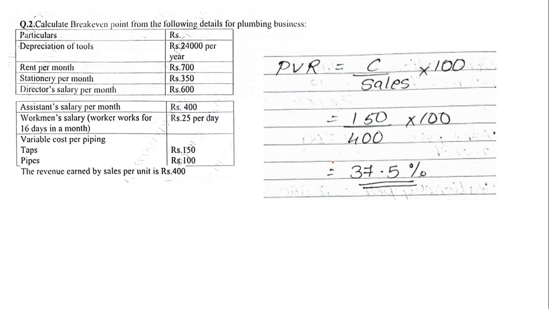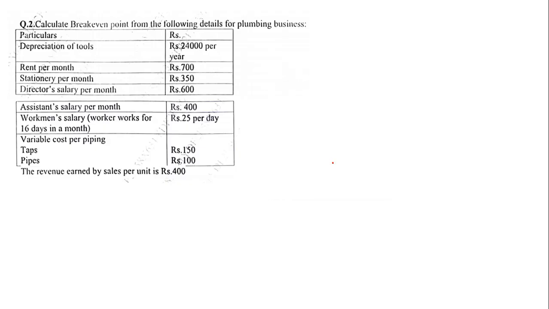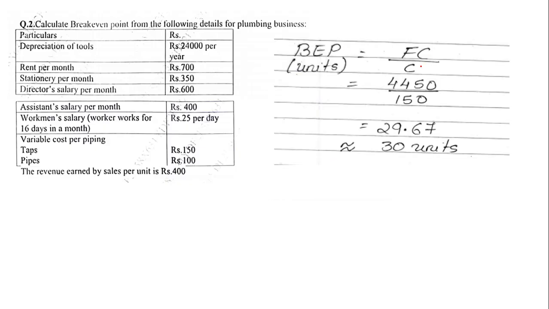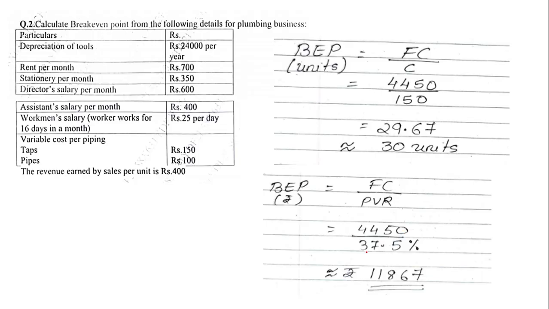Now we can apply these in the formulas. The first formula is BEP in units, that is fixed cost upon contribution: 4450 upon 150, which came to 29.66 recurring, so it is approximately 30 units. And in rupees, fixed cost upon PV ratio: 4450 divided by 37.5%, so we get approximately rupees 11,867. This is how you all had to solve this particular problem sum. You all can go through it once.